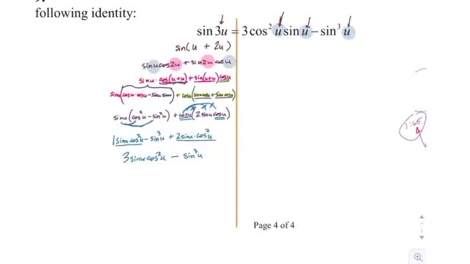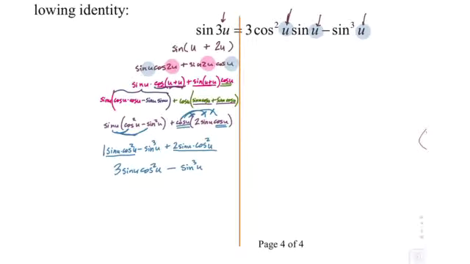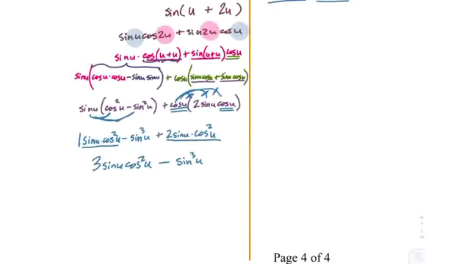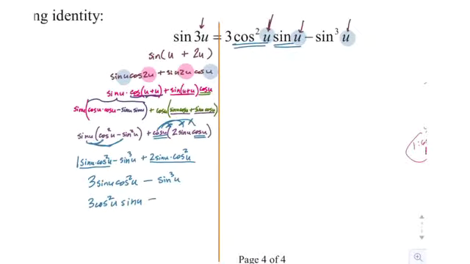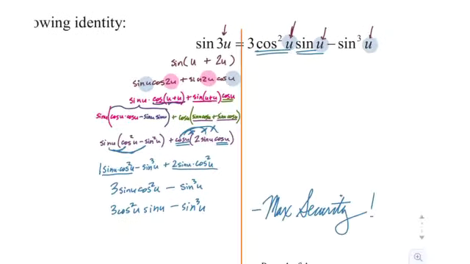No. Oh, it's so close. What's the only thing I have to do? Yeah, commute the factors, right? 3 cosine squared of u, sine of u. So that's how they're listed on the right. That's the commutative property of multiplication, minus sine cubed of u. And there it is. Maximum security. We did it, yeah. So notice it looked kind of ugly, but it simplified down pretty nicely.